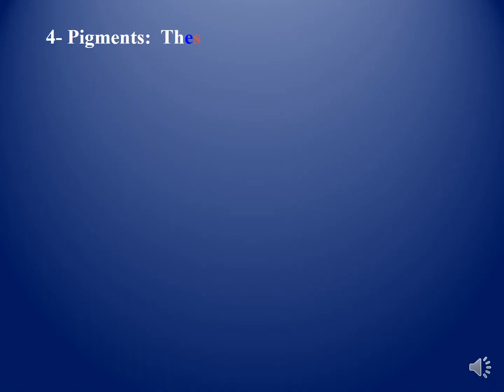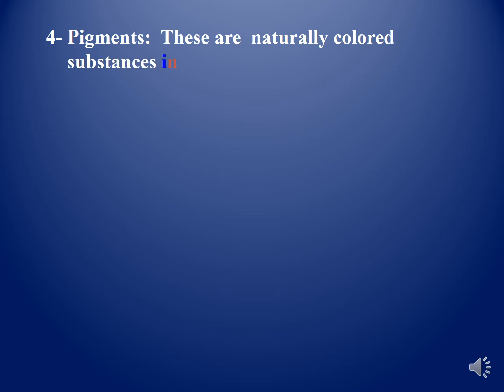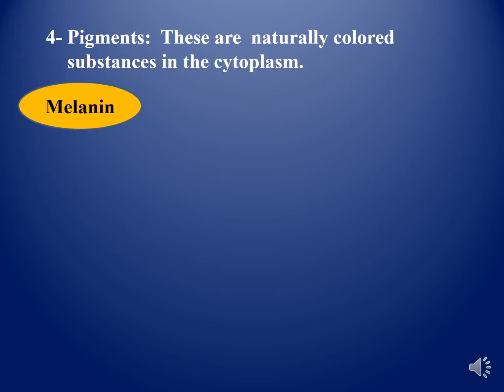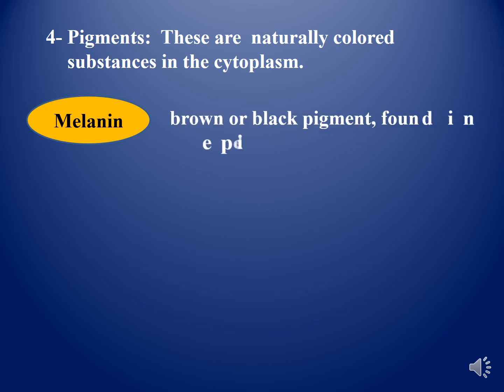The fourth type of cytoplasmic inclusion is pigments. These are naturally colored substances that are found in the cytoplasm. They include different types. These are melanin, which is a brown or black pigment found in the epidermis of the skin and hair.